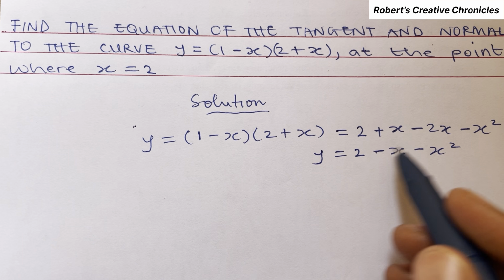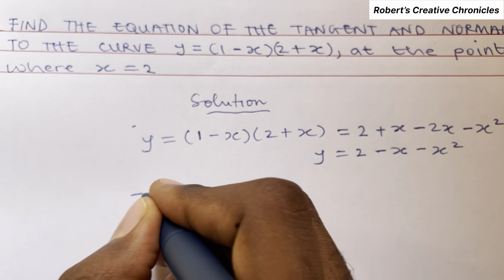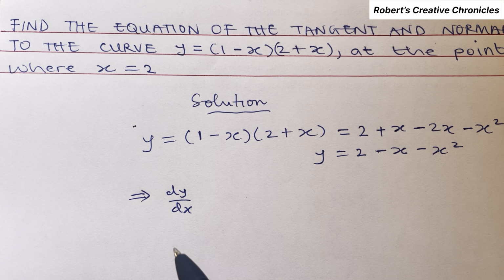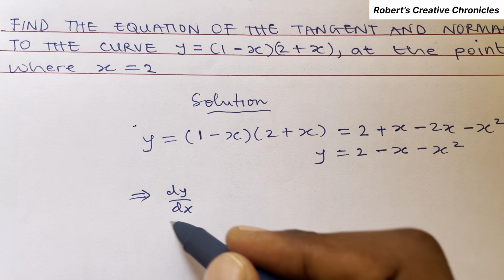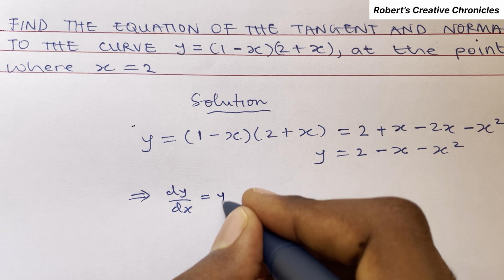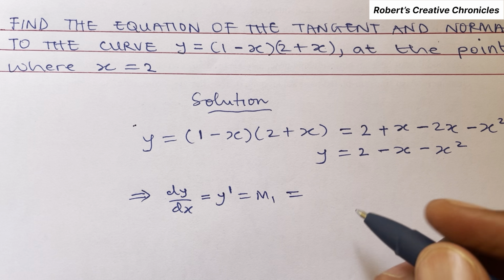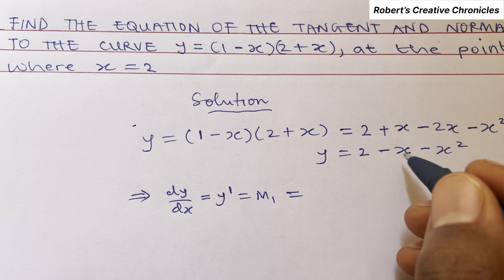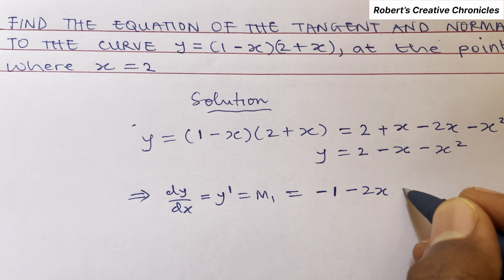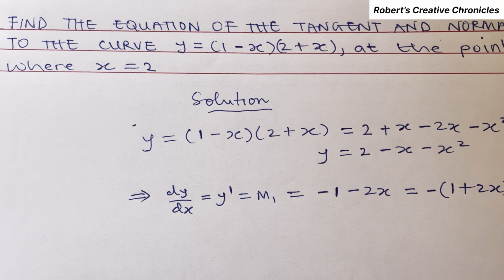So now let's find the derivative. This is easier to differentiate than this. So now let's differentiate this. dy over dx. This gives us the gradient of the tangent. So this y prime is also equals to m1, which is the gradient of the tangent. So this becomes what? 0, then minus 1, minus 2x. Then if you factorize negative, you get negative (1 + 2x).